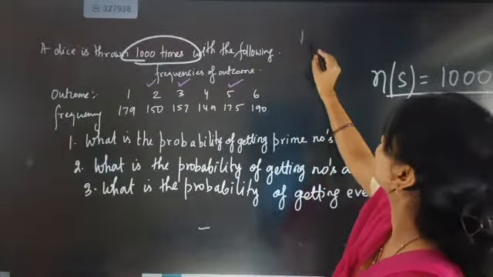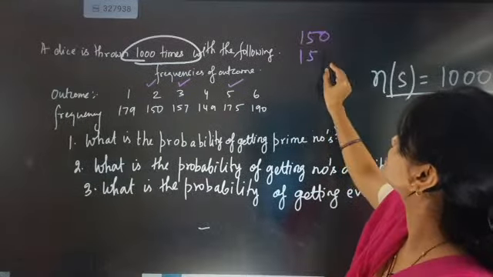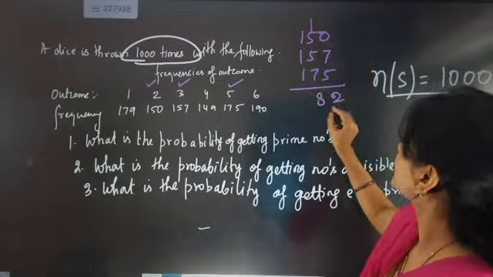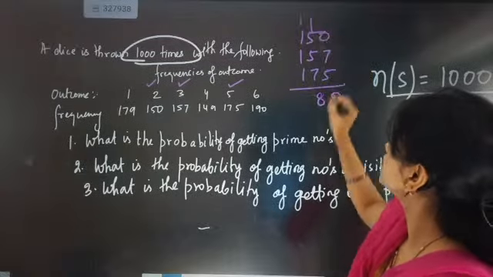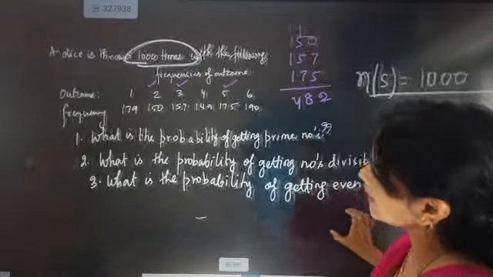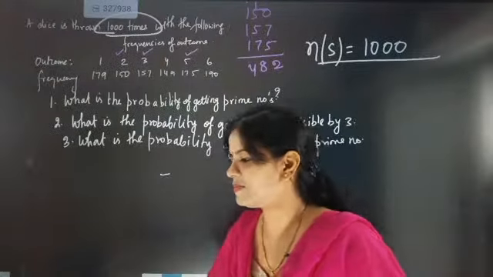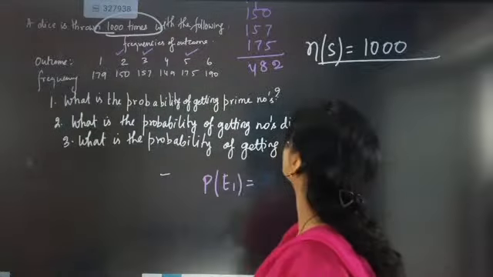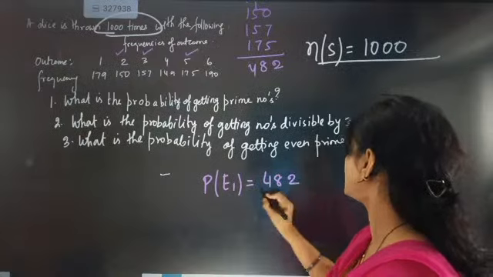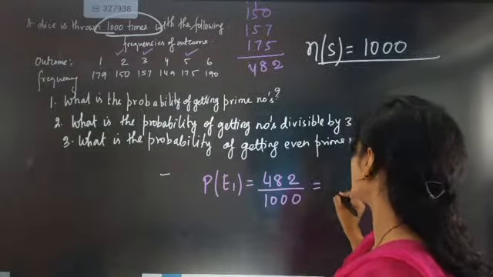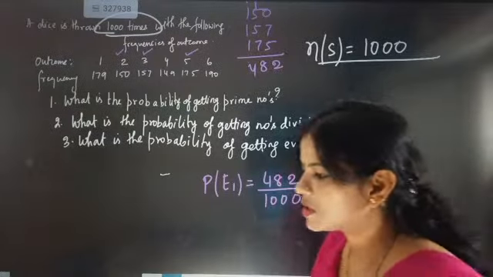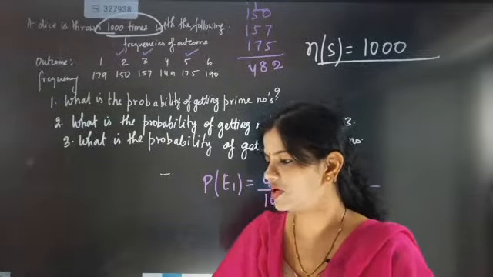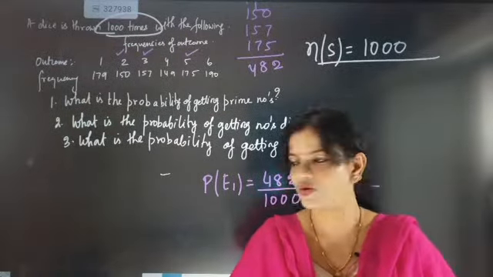So 150, and then 157 and then 175. If you add, it is going to be 482. So first answer, I think absolutely correct. Event of getting prime number is 482 by 1000, that is 0.482. I hope you might have understood. 482 by 1000, 0.482. Work over.